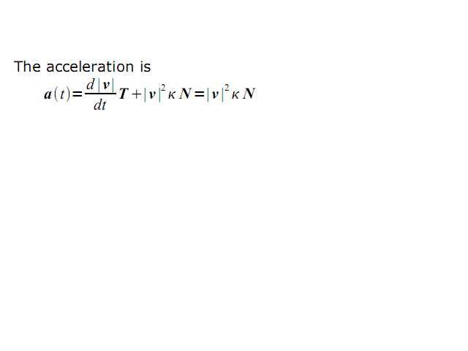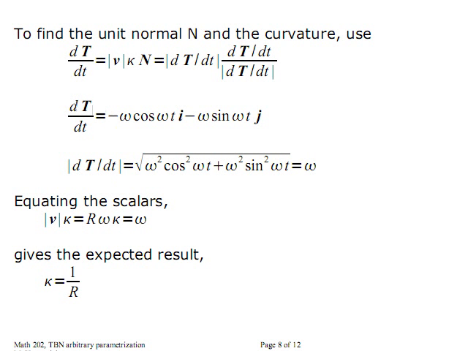So here I've just written the expression for the acceleration, which we derived earlier for the more general case, and we need only use this normal term because the speed is the radius of the circle, which is not changing, and omega was constant, even though I didn't say it, it was constant. So all we have is a normal component for the acceleration. Now we can find the unit normal and the curvature. So we take the unit tangent and get its derivative.